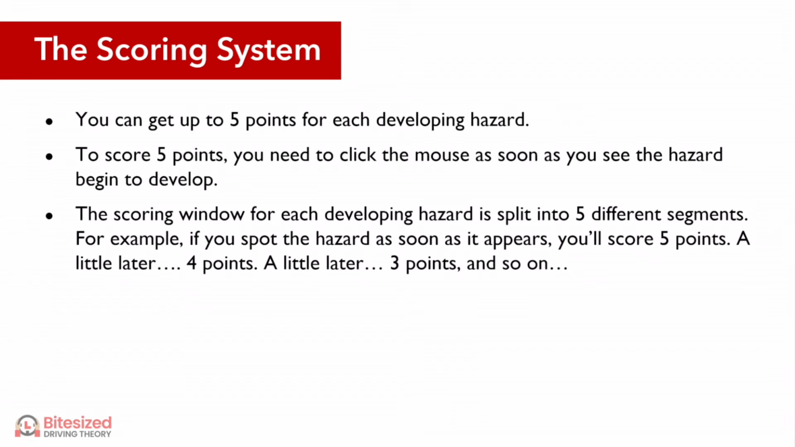A little later, and we would score 4 points. A little later than that, 3 points. And as it eventually gets towards the junction and starts to enter towards our path, you would score 3, 2 and 1 points. And too late, you'd score 0 points. Similarly, if you click too early before the scoring window opens, then you won't score any points.